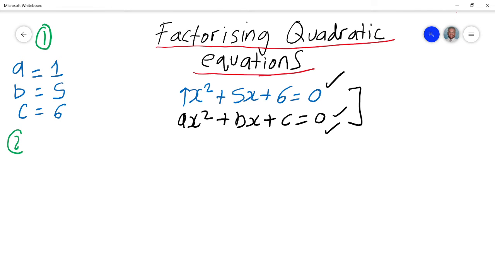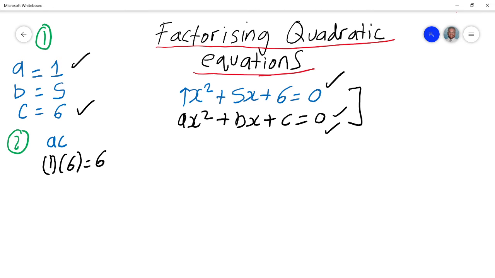What's my second step? My second step is to find the product of a and c. What does that mean? What is my product here? So that's a and c. What is my a? A is 1, and c is equal to 6. So what do we do there? We go 1 times 6, and that's equal to 6.